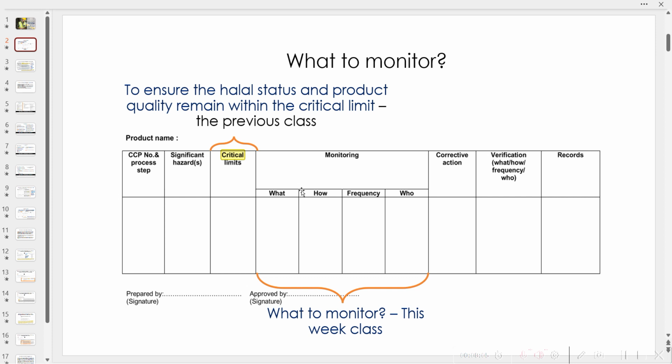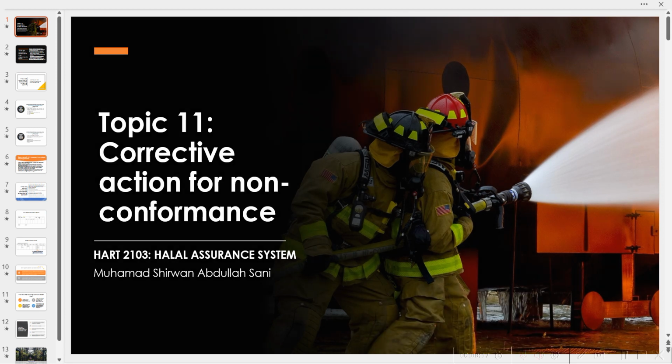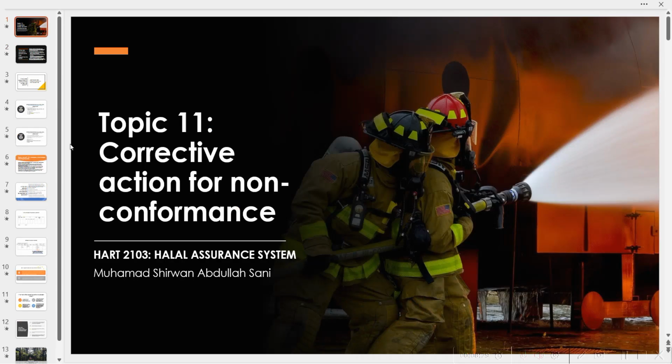Okay, so this is what we have learned in the previous class. Alright, so I don't go much on this topic because it's just for revision. So for today, we are talking about corrective action. Corrective action for non-conformance.